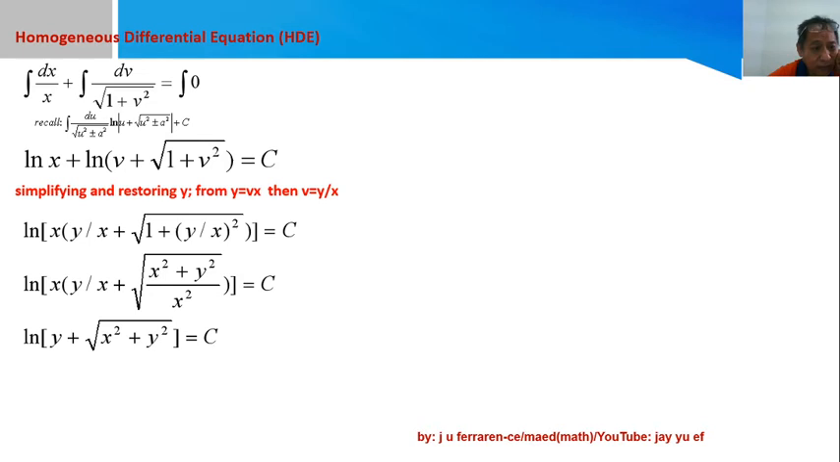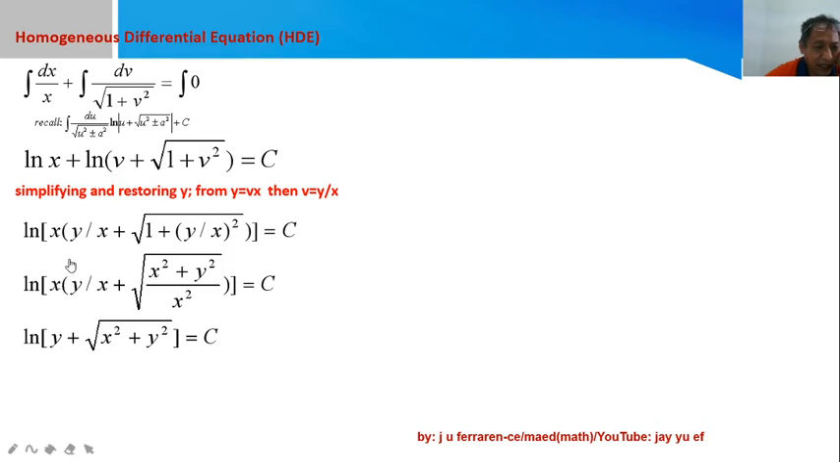So I have ln of x times, this is my v, which is y over x, correct? Plus the square root of 1 plus your v squared, so we have y over x also in square. Combining them with the denominator of x squared, this is x squared plus y squared.